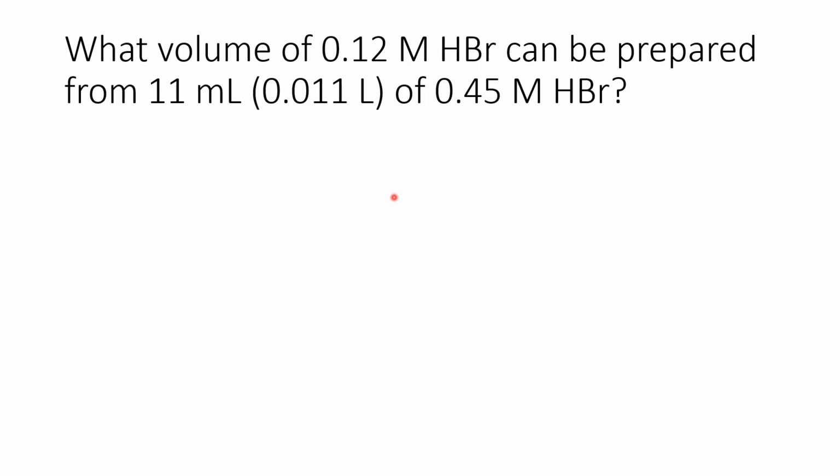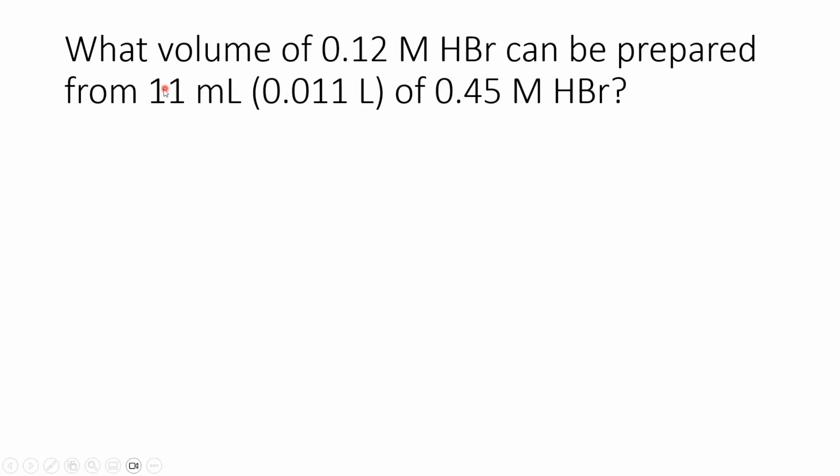Okay. And in this case, we want to figure out what volume of a 0.12 molar hydrobromic acid solution can be prepared from 11 milliliters or 0.011 liters of 0.45 molar hydrobromic acid. So in this case, we're actually solving for V2, because if we look at these concentrations, 0.12 is less than 0.45. So this is going to be the solution that we're making. This is going to be the solution that we're starting with.